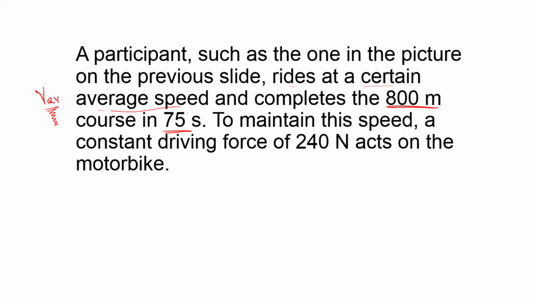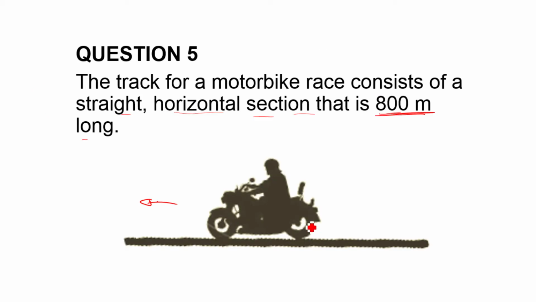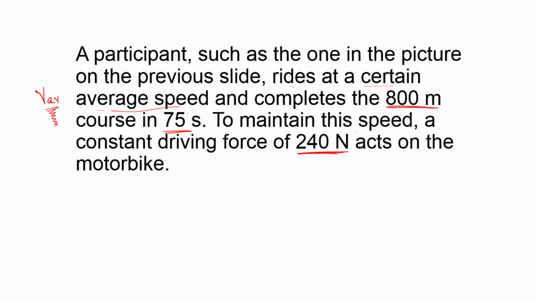This is not a superbike racer by any manner of speaking. So to maintain this speed, a constant driving force of 240 newtons acts on the motorbike. All right, we go back. We see that there is a constant force from the engine making the wheels turn. There is a constant force acting in that direction, 240 newtons. We are told that it's a straight road. Well, is there going to be some friction? I kind of suspected. Let's see if we're going to get that thrown at us.